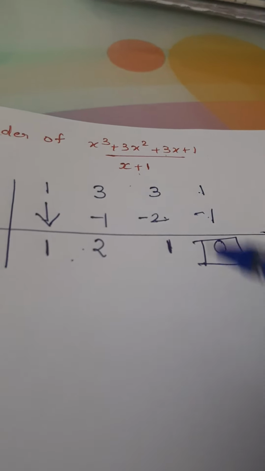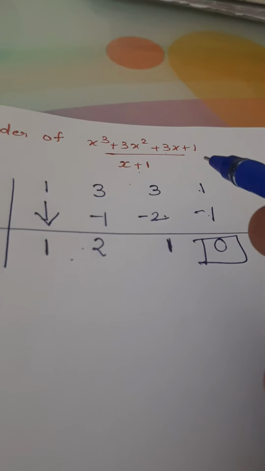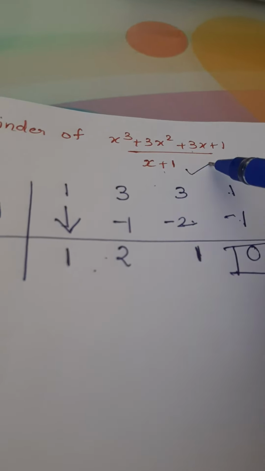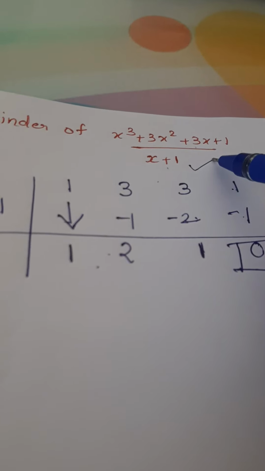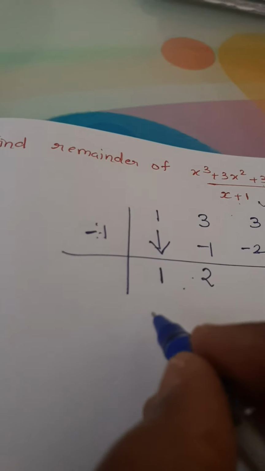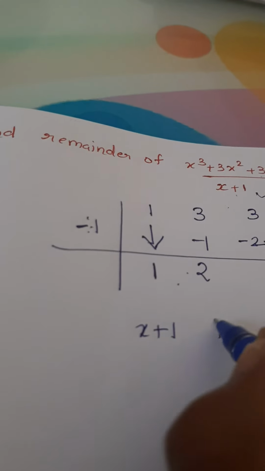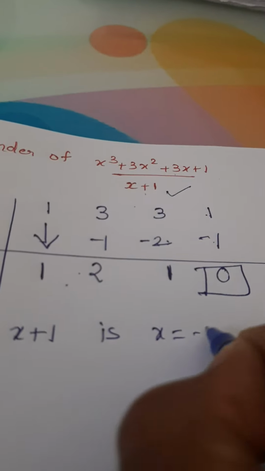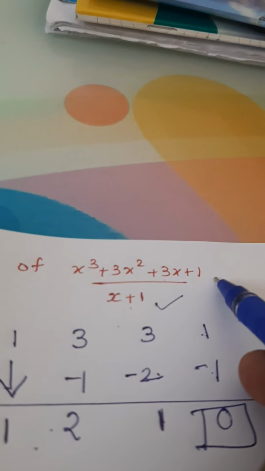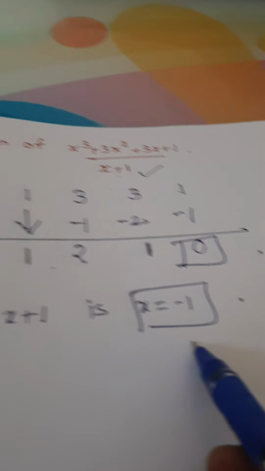Now let's see what the remainder is using the remainder theorem. So the first step is to check whether the divisor is a linear polynomial or not. Yes, it is a linear polynomial. Second step is to find the 0 of the divisor. So the 0 of the divisor x plus 1 is x equal to minus 1. Correct? Now evaluate your p of x at x equal to minus 1.